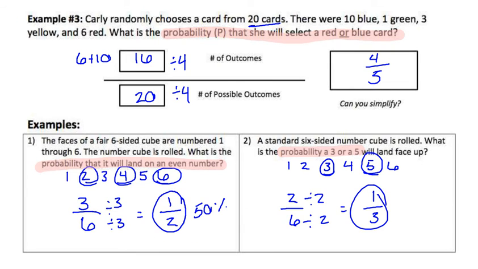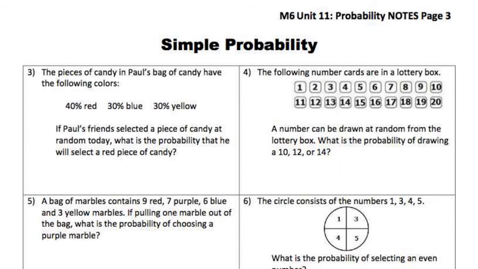All right, let's look at the next page. The pieces of candy in Paul's bag of candy have the following colors: 40% red, 30% blue, and 30% yellow. If Paul's friend selected a piece of candy at random today, what is the probability that he will select a red piece of candy? Now, this can be a very simple problem. I want the probability that he will select red.